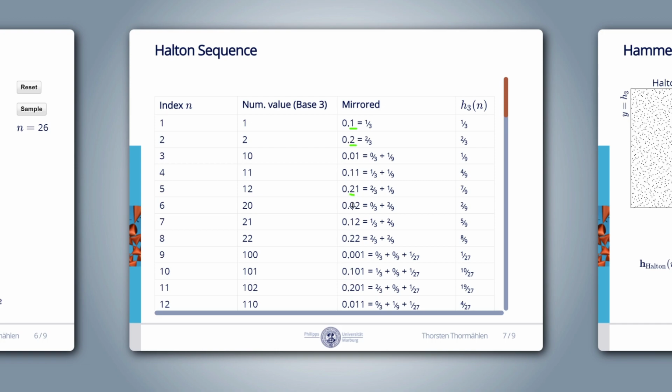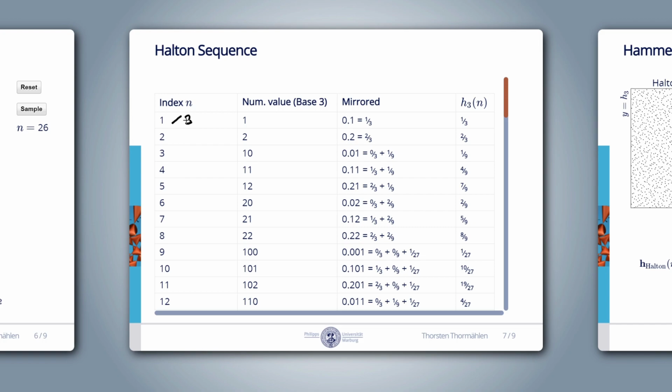1, 2, 0, 1, 2, 0, 1, 2, 0, and so on. We can compute the value of the nominator by dividing the index n by the base, which is 3 here, and using the remainder. 1 divided by 3 is 0, and the remainder is 1. 2 divided by 3 is 0, remainder 2. 3 divided by 3 is 1, remainder 0. 4 divided by 3 is 1, remainder 1, and so on.